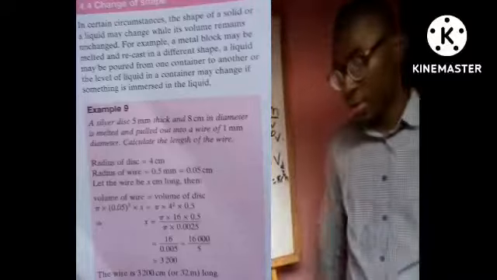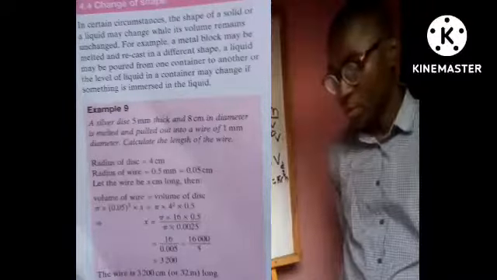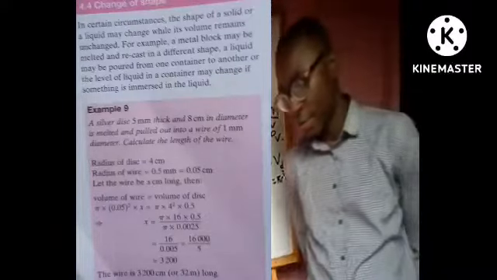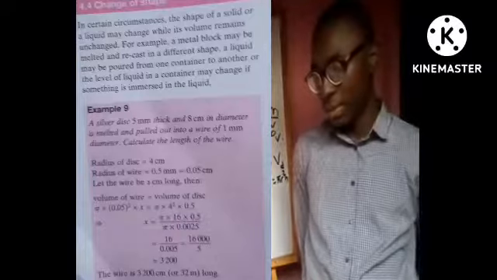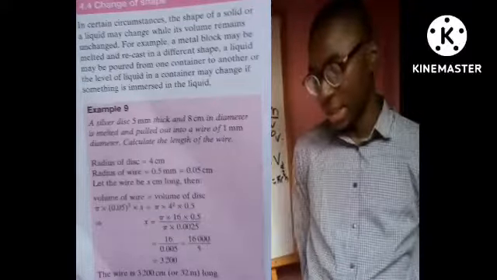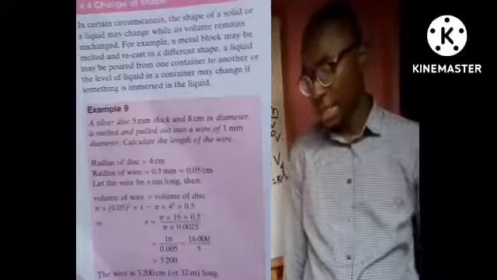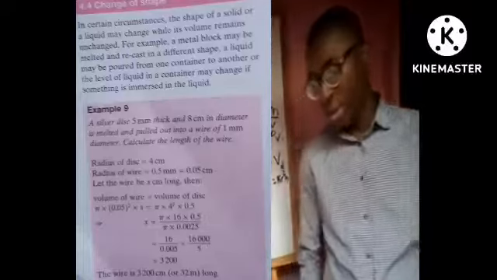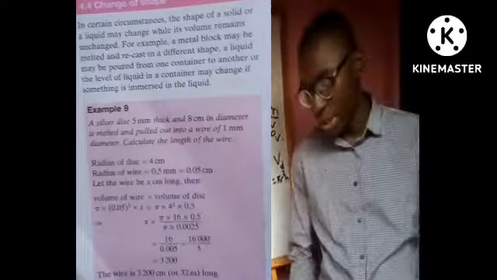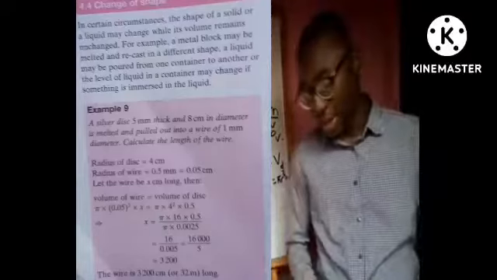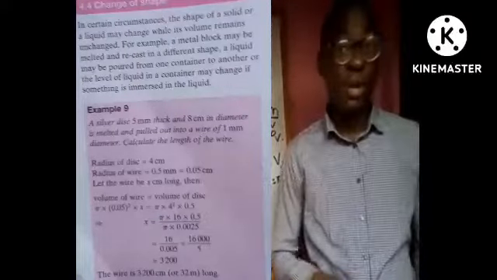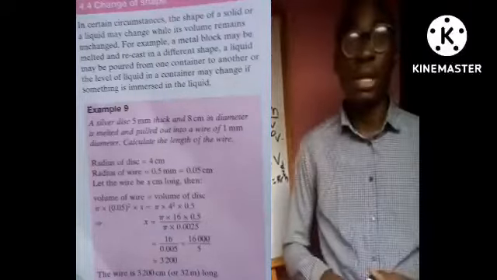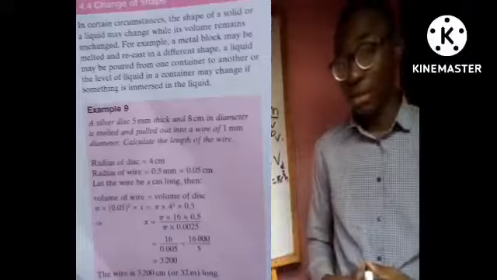So you can see in this example, the radius of the wire is given as 0.05, and when we convert it to meters, 0.05 meter. Then we also have the radius of the disc as 4, and the height of the disc, also known as the thickness, is 5 millimeters. When you convert it, that would be 0.5. When you do that, you will get our answer in centimeters as 3,200, and when we divide by 100, we will get our answer in meters, which is 32 meters. So this is another application of the volume and change of volume of shapes.